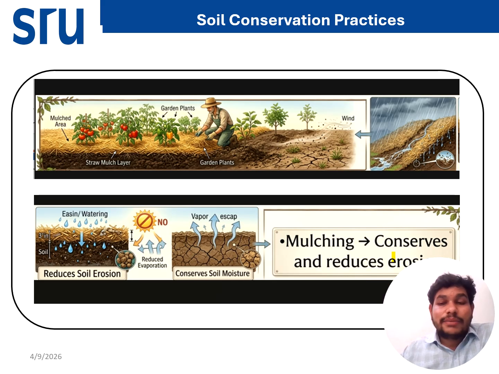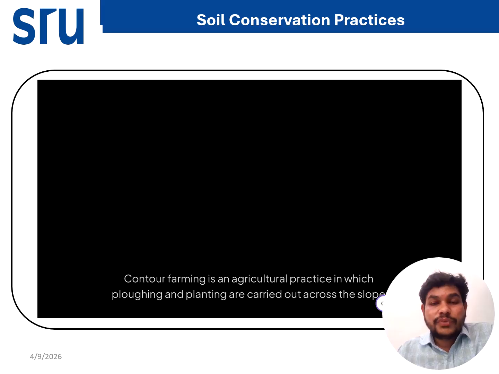Another practice is mulching. In mulching we cover the soil with crop residue, so we reduce the contact between the soil and the rainfall, the high intensity rainfall, so that sheet erosion and crusting do not form.